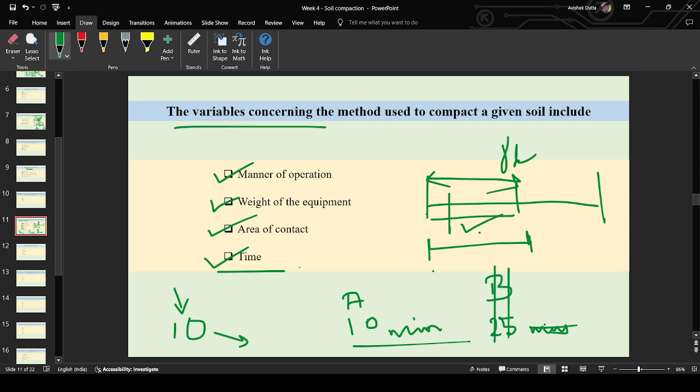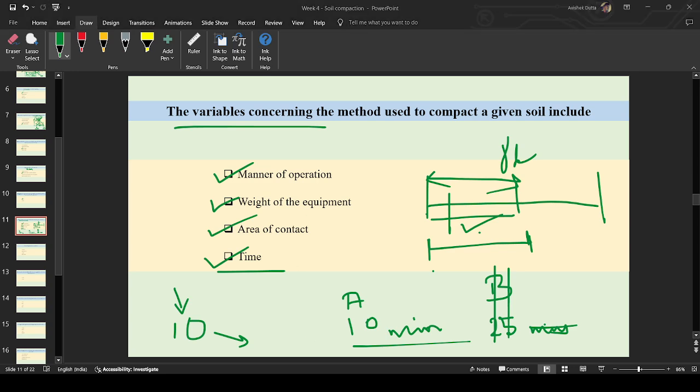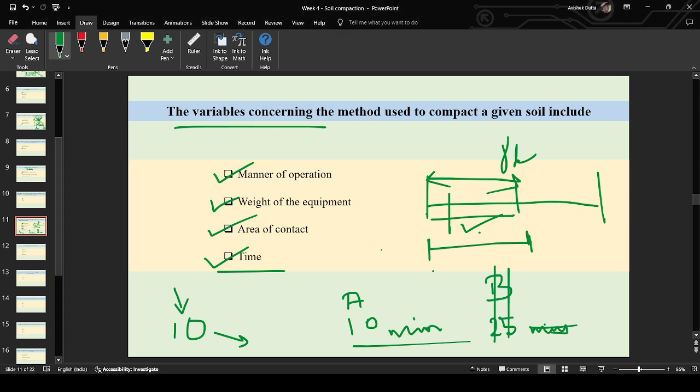Am I able to make you understand the point? I also believe the question can be modified. So if you have any suggestion, you can tell me now. No, sir. It's okay. I understood what you're telling.